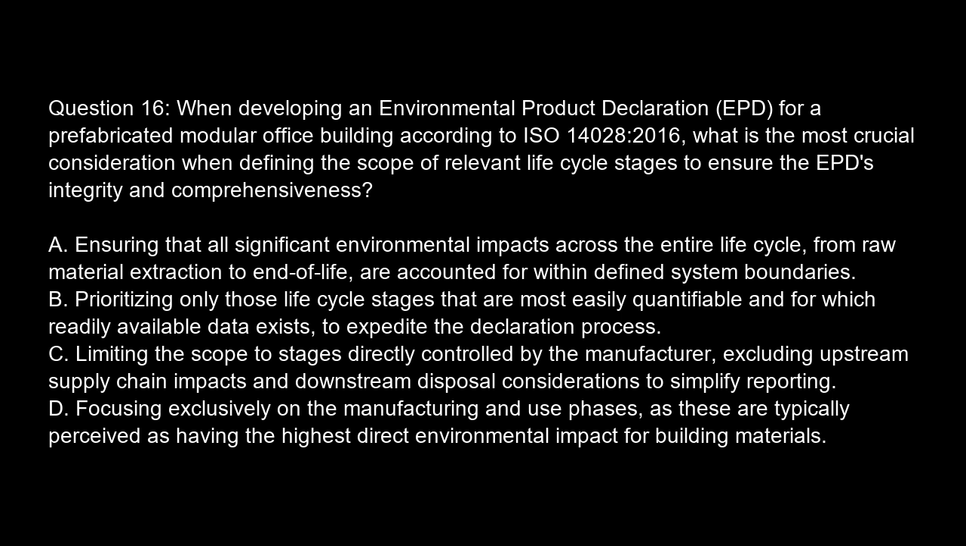Option B. Prioritizing only those life cycle stages that are most easily quantifiable and for which readily available data exists to expedite the declaration process. Option C. Limiting the scope to stages directly controlled by the manufacturer, excluding upstream supply chain impacts and downstream disposal considerations to simplify reporting. Option D. Focusing exclusively on the manufacturing and use phases, as these are typically perceived as having the highest direct environmental impact for building materials.